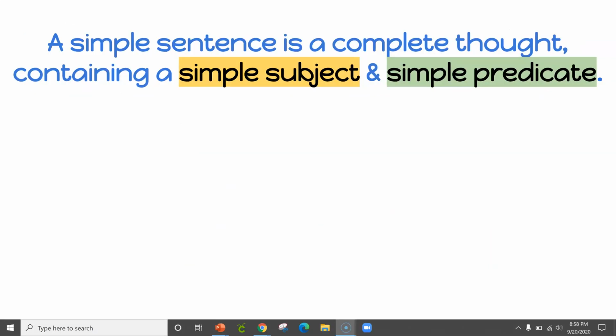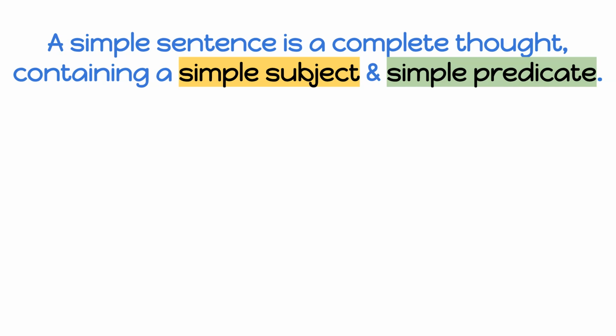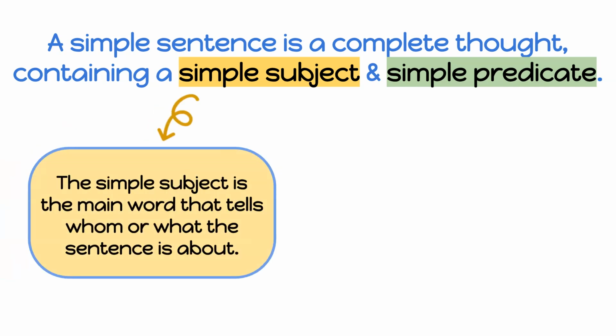A simple sentence is a complete thought containing a simple subject and a simple predicate. Let's take a look at what each of these mean. A simple subject is the main word that tells whom or what the sentence is about. So just who or what the whole sentence is about. Notice it says the main word. Word is singular, so it should only be one word when we're talking about simple subjects.